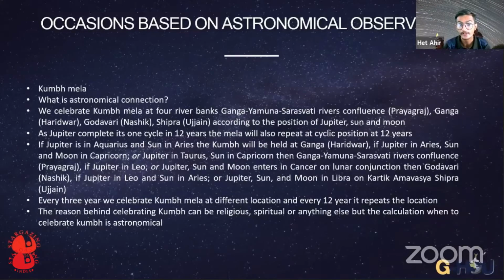So we have a 12-year cycle and 4 locations according to it. Every 3 years we celebrate Kumbh Mela at a different location, and every 12 years it repeats location-wise. The reason behind gathering and celebrating Kumbh Mela can be religious, spiritual, or anything else, but the calculations are according to astronomical observations.